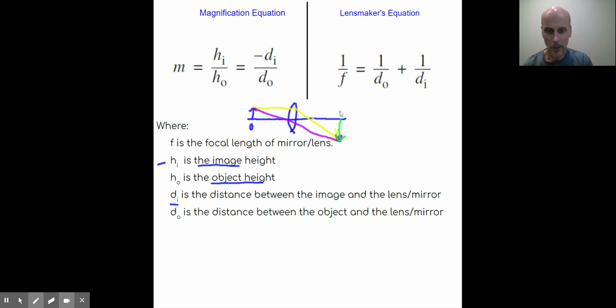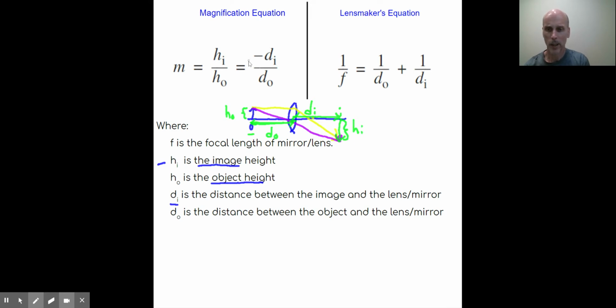So if this is where my image is produced, and that was my object, and here's my image, then the distance to the object is measured from basically the center of the device, in this case, the lens. This would represent distance to the object, DO. On the other hand, if we want to measure the distance to the image, we would measure from the center of this lens to where the image is being produced. That's the distance to the image. And just to finish this up, this would represent the height of the object. This would represent the height of the image.